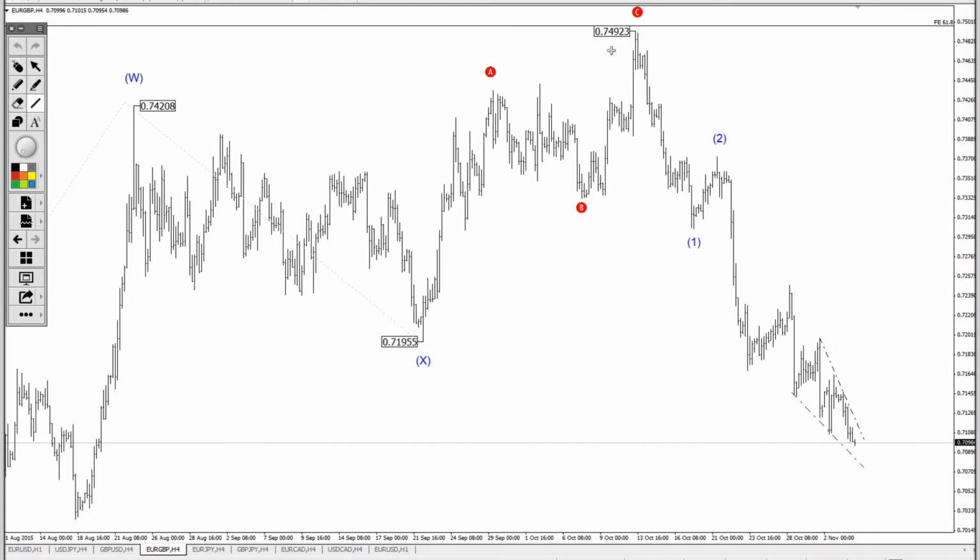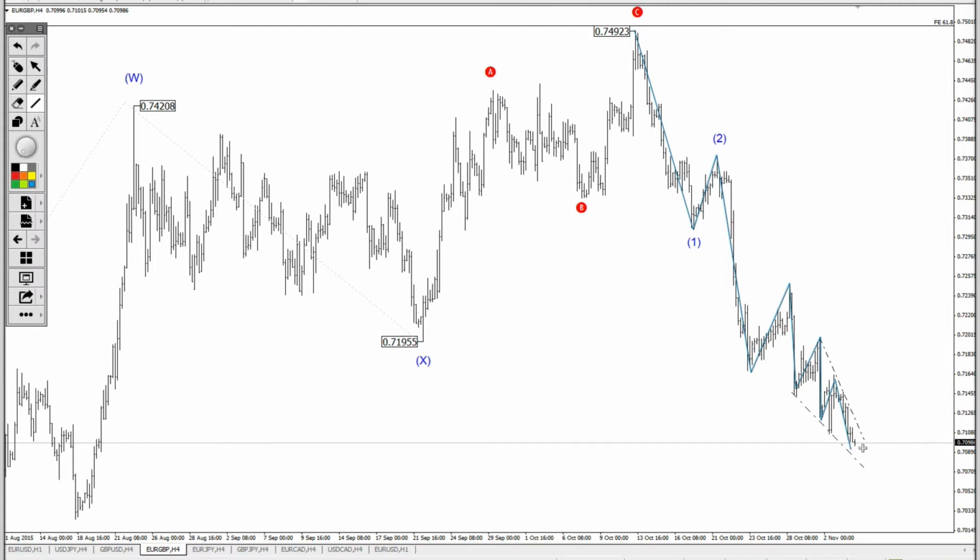So from the high of 0.7492 we can see quite a nice 5-wave structure, waves 1 and 2, 3 and 4, and now this overlapping 5-wave structure, which may or may not be a diagonal triangle, which would be an ending pattern and the only impulsive pattern that can have overlapping waves in it according to Elliott wave principle.